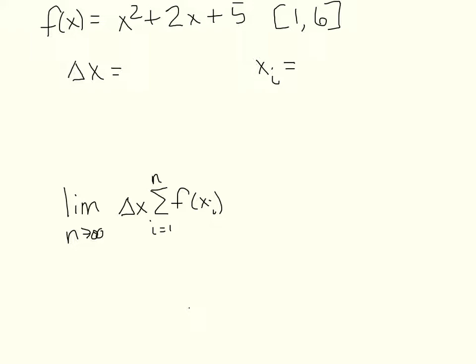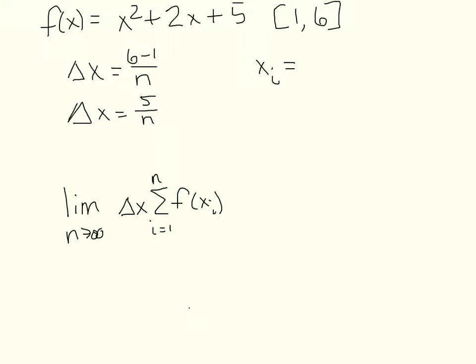Alright, so now let's get into doing some work. So same function, same domain up at the top. The first thing we want to do is define our delta x. And we said the delta x is always b minus a over n, so 6 minus 1 over n. So for this particular problem, delta x is going to be 5 over n.